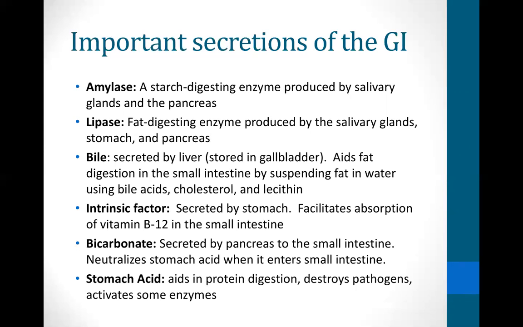Bile is secreted by the liver. It's stored in the gallbladder, and it helps emulsify and break down fats. Intrinsic factor is key to vitamin B12 absorption. Bicarbonate is secreted by the pancreas and helps neutralize acidic chyme coming from the stomach. Stomach acid is hydrochloric acid, which helps break down proteins and digest foods.